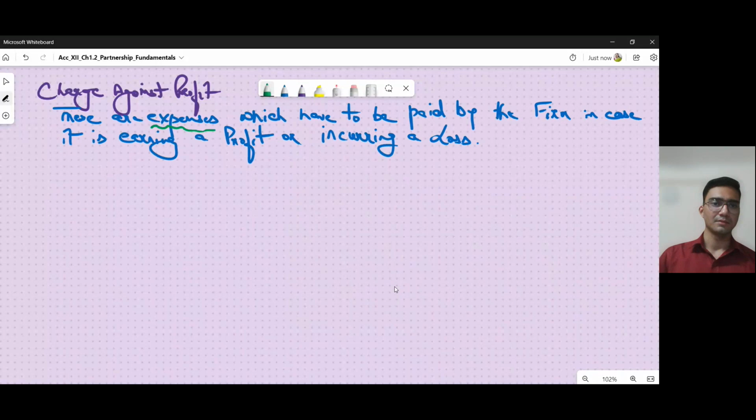They are expenses. Charge against profit is an expense. It has to be paid. By who? By the firm. When does it have to pay? When it is earning a profit or it is incurring a loss. In any case, this has to be paid.